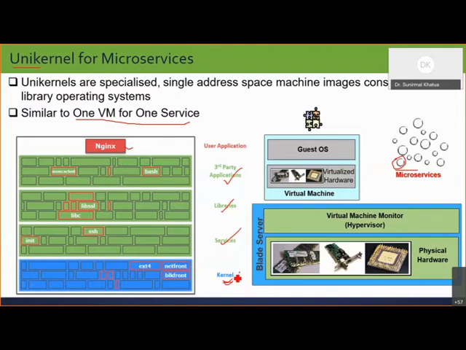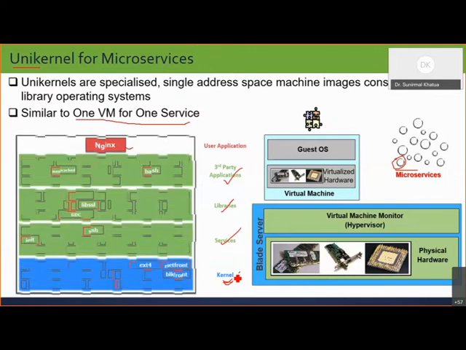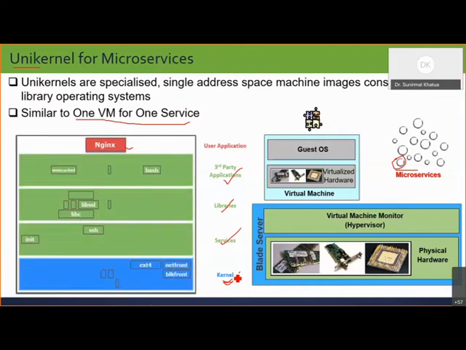Now, the concept of unikernel is: can you create a specialized computer that contains the kernel, the services, the libraries, and the third-party applications, but only the modules that are needed? Remove all other modules that are not needed. And this computer will dedicatedly run only NGINX. It is not allowed to run any other application.